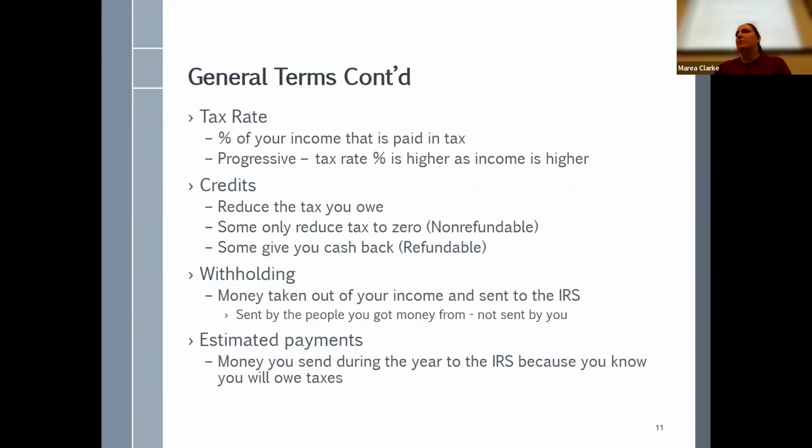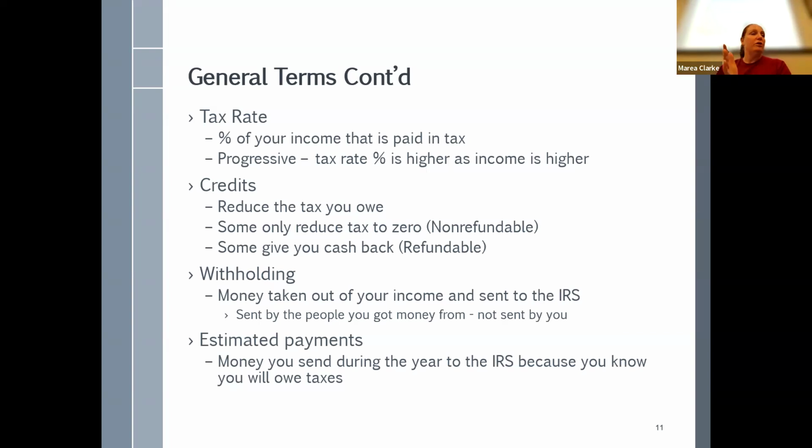Credits will reduce the amount of tax you owe. Some of them will only reduce it down to 0. Those are called non-refundable credits. Other ones, they will actually give you money back. Those are refundable credits. Withholding is money that was taken out of your income and sent to the IRS or to a state or local tax authority. And this was done by the people that gave you that money. It is not done by you, right? They send it straight to the IRS. You never even saw it.